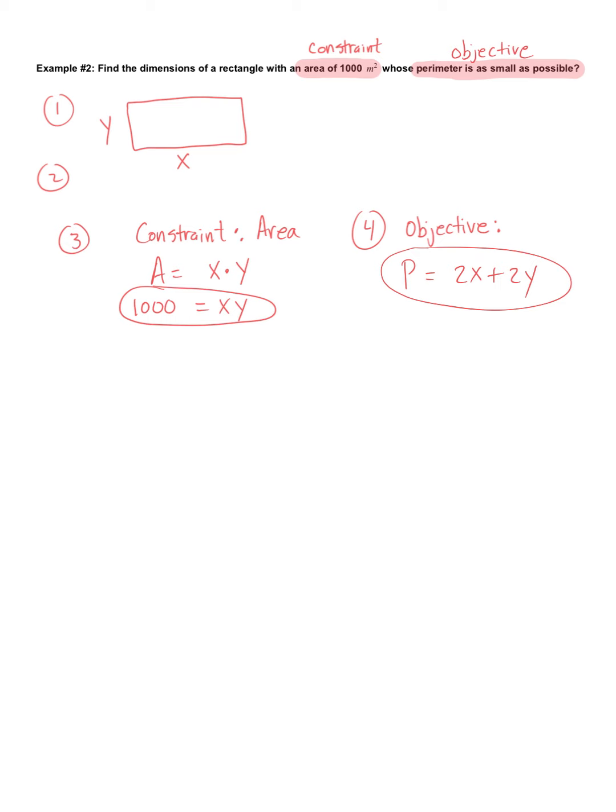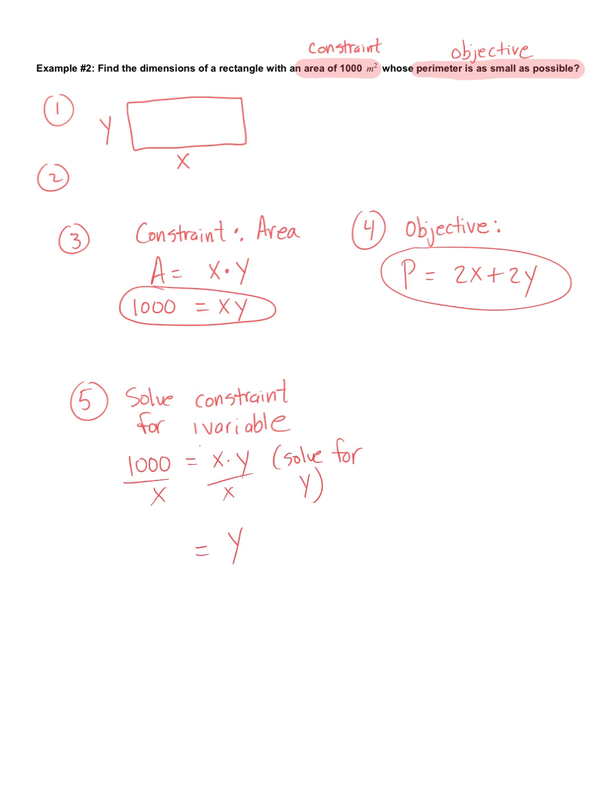Okay, now we go to the fifth step. The fifth step tells us that we solve the constraint for one variable, and always pick the easiest. In this example, our constraint equation, one isn't any easier than the other, so we take our constraint, 1,000 is equal to x times y, and I'm going to solve this for y. So I'm just going to divide both sides by x. So y is equal to, these cancel, 1,000 over x.